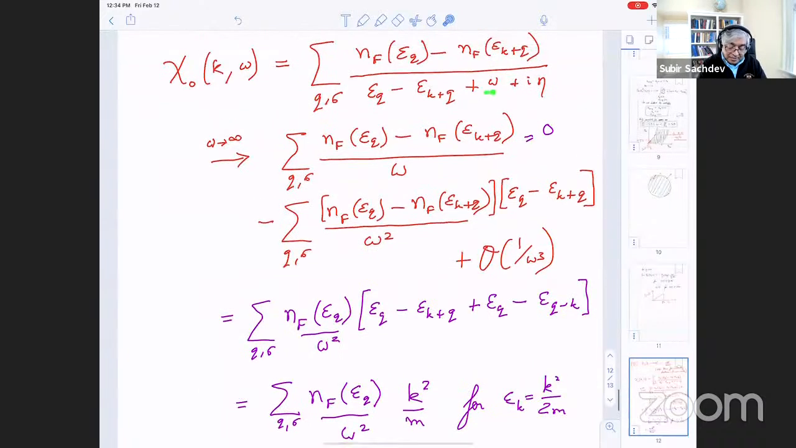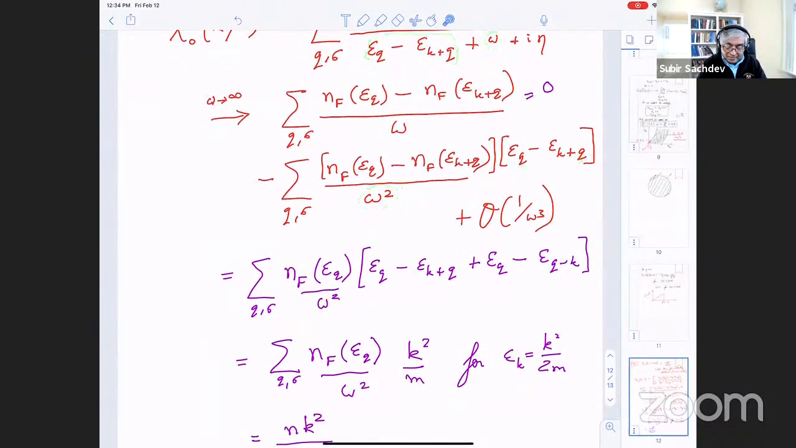So you go to next order. You expand this to one more order. You get a 1 over omega squared. And then you get some factors of these two coming in, which is this over here. And now, again, you have this expression here. You change variables of integration. So the first term, n_F of epsilon_q times this, n_F of epsilon_q times that, you keep. And then this term, you relabel q plus k as q again. Okay, so you do some relabeling. This will also change the relabeling here. And then everything only has an n_F of epsilon_q out front, and you'll get an epsilon_q minus epsilon_{q minus k}. Okay, easy to see.